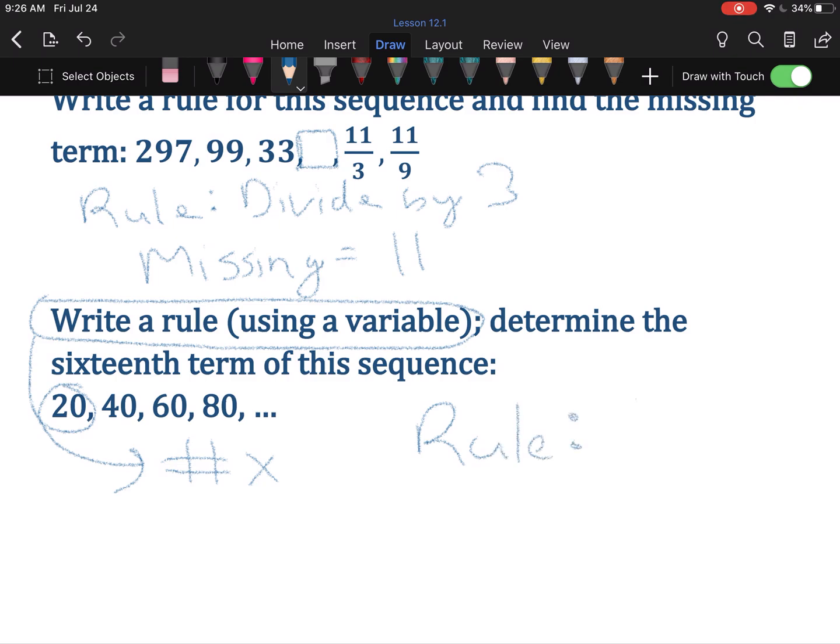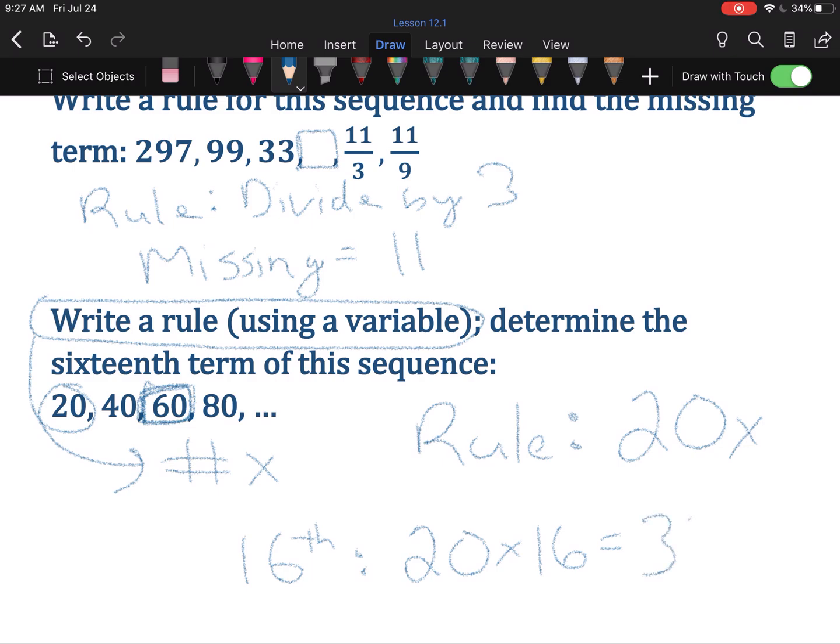So the rule is going to be 20x because our sequence starts with 20. What this means is if I want to find the third term, I would do 20 times 3. And you can see 20 times 3 right here is 60. So if I want to find the 16th term, I have to do 20 times 16. Well, 20 times 10 is 200. 20 times 6 is 120. So 20 times 16 is 320.